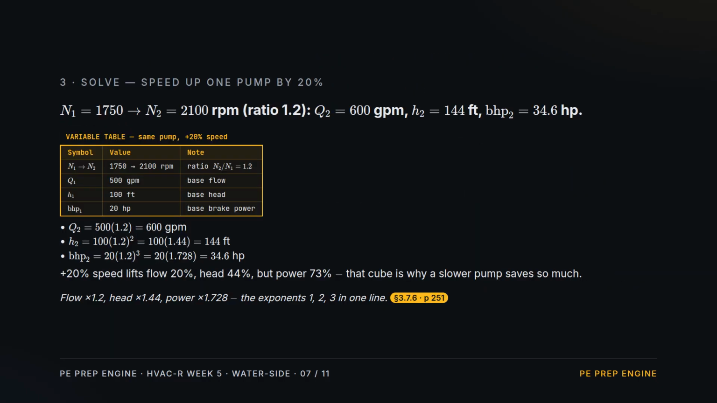Solve. Speed up a pump 20% from 1750 to 2100 RPM, a ratio of 1.2. Flow takes the first power and goes to 600 GPM. Head takes the square to 144 feet. Brake power takes the cube to about 35 horsepower. 20% more speed, but 73% more power. That cube is why slowing a pump saves so much.